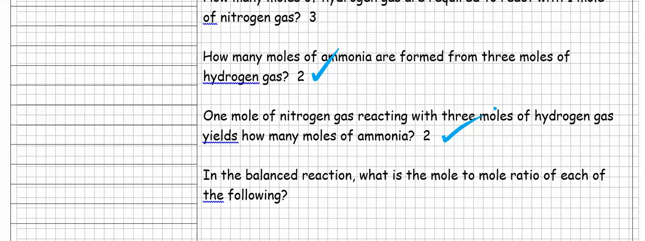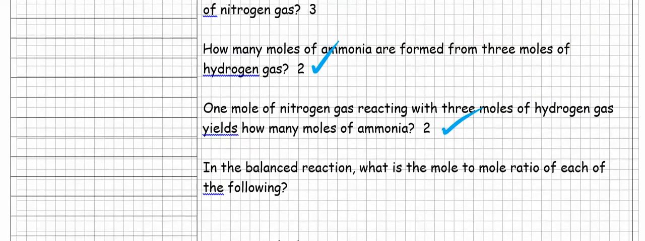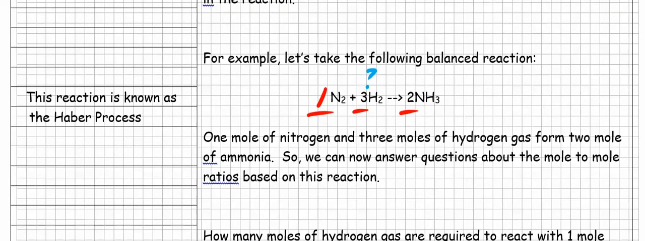It says in the balanced reaction, what is the mole to mole ratio of each of the following? So this is the mole to mole ratio. For nitrogen to hydrogen, it's 1 to 3. So the two reactants occur in a 1 to 3 relationship. 1 mole of nitrogen reacts with 3 moles of hydrogen, right? So that's the first one.